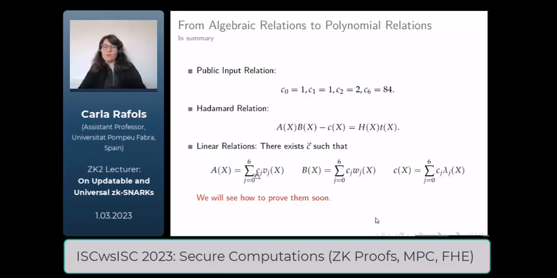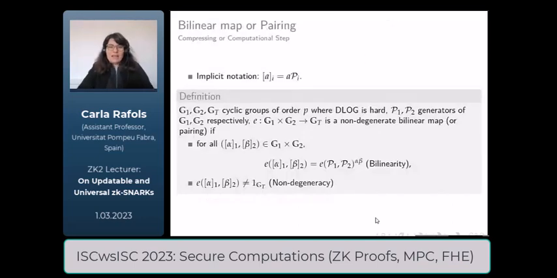And I didn't tell you how to prove the linear relations yet, but all I need to do is to prove that A, B, and C are linear combinations of some polynomials that are tied to the description of the circuit with the same value C, okay?